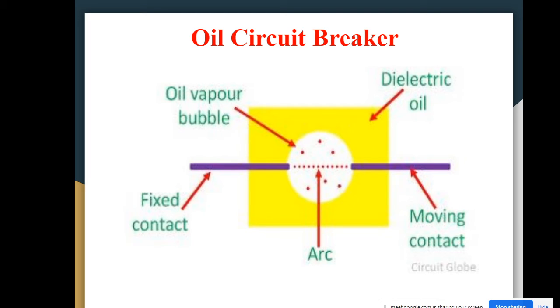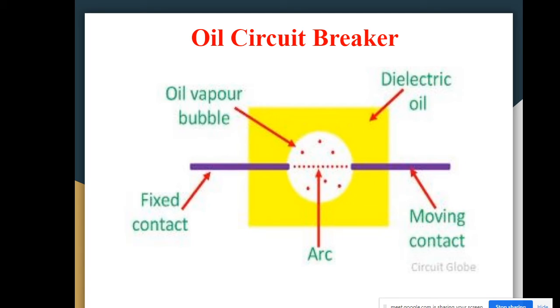So extinction of the arc is facilitated in two ways. Yes or no? Extinction of the arc is facilitated in two ways with the help of the hydrogen gas.